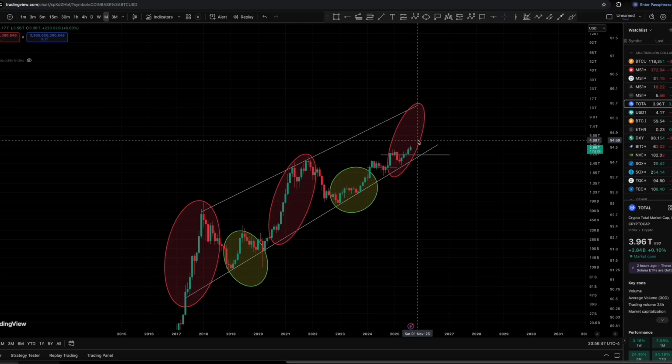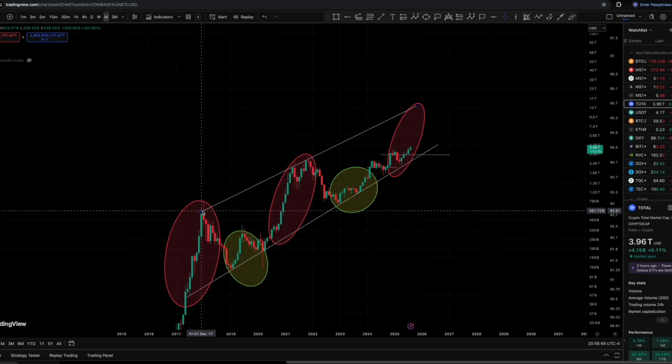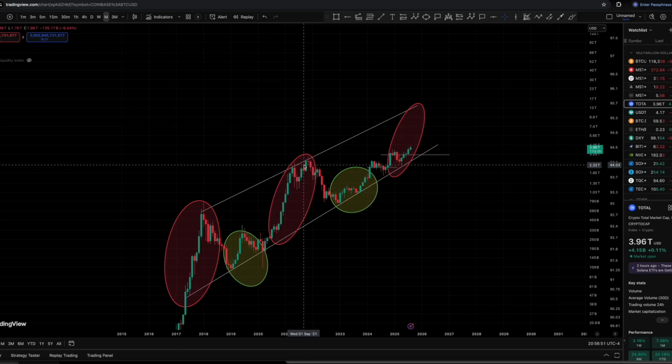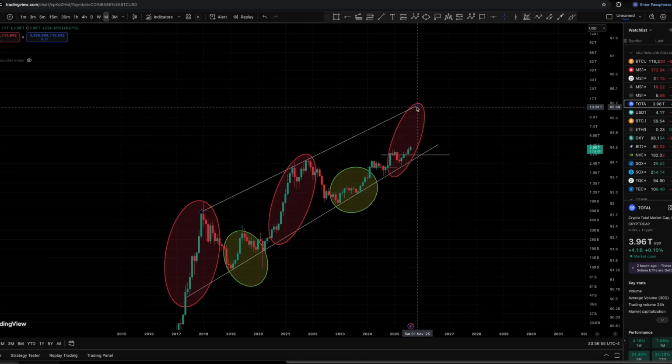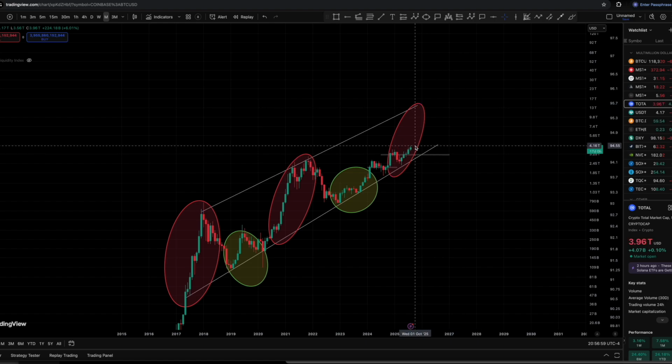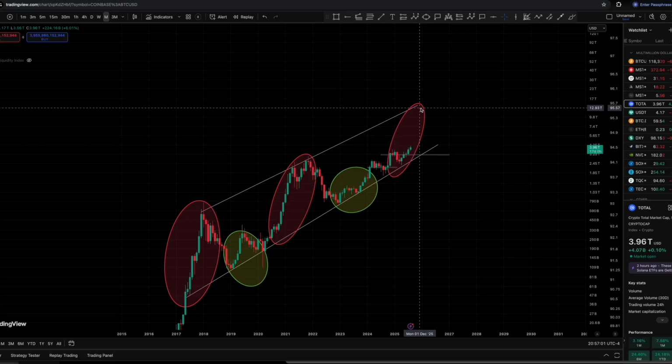We'll see how much higher it goes. If we were to continue this trend, which involves touching the top of this trend line, then that would put us all the way at a 12 to 14 trillion dollar market cap. I don't know if we'll do that because we're only sitting at 4 trillion right now. That would be a very exponential move to the upside. So we'll see where it takes us.